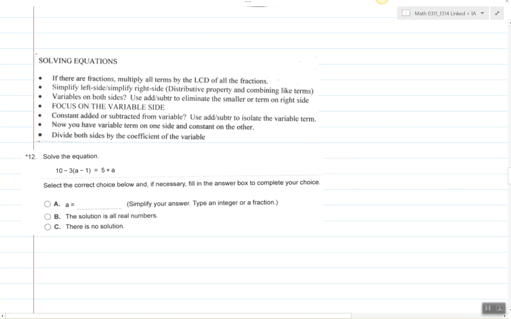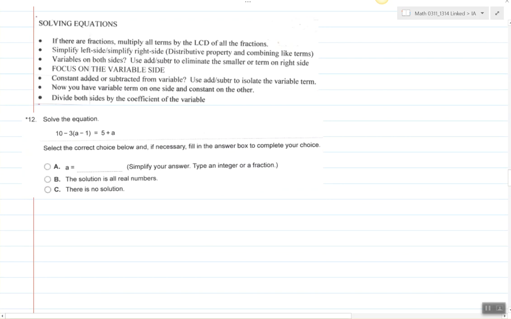And I grabbed a little statement that I typed up myself about solving equations. This is not the only way to do it, but it is certainly a workable way. The first thing says, if there are fractions, multiply all terms by the least common denominator of the fraction. And this works also for decimals, but we usually use a shortcut. Then simplify the left side, simplify the right side. How do you do that? Distributive property, combining like terms.